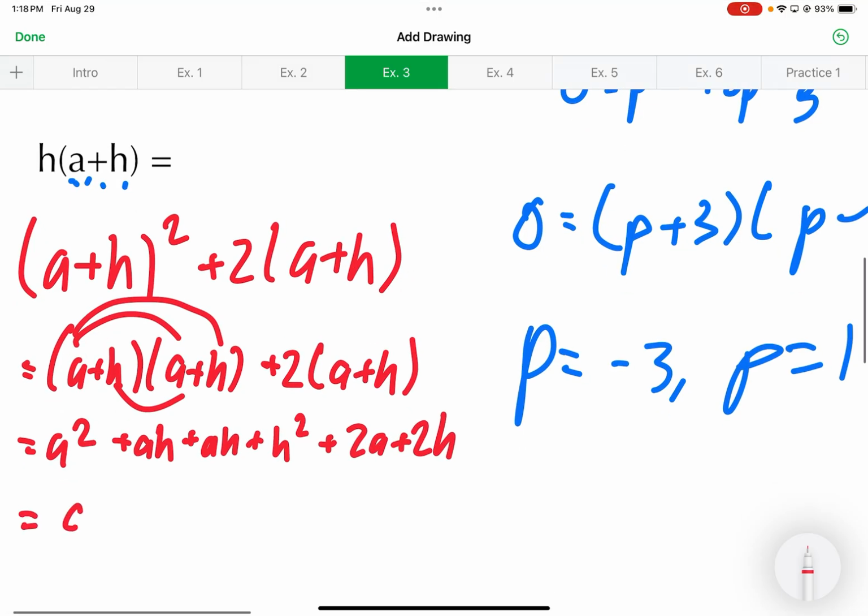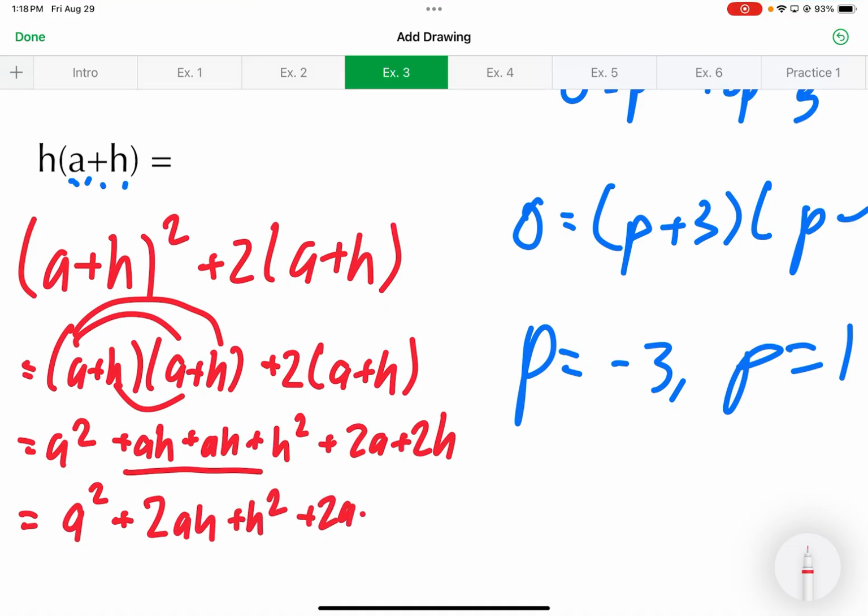And then I combine like terms. a squared plus, I have two ahs there, so I'm going to write it as plus 2ah, and then plus h squared, and then plus 2a plus 2h. Okay? All right, so it does equal a squared plus h squared, but then there's that plus 2ah in the middle as well too. It sneaks on in there. Okay, all right, questions there? That's about as simplified as I can get. There's not much more I can do.